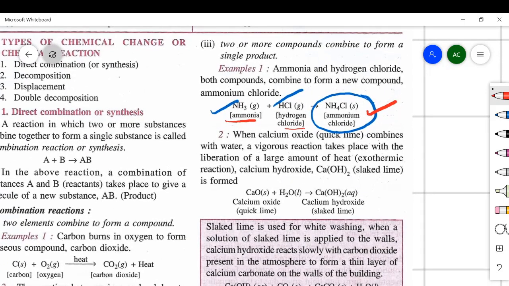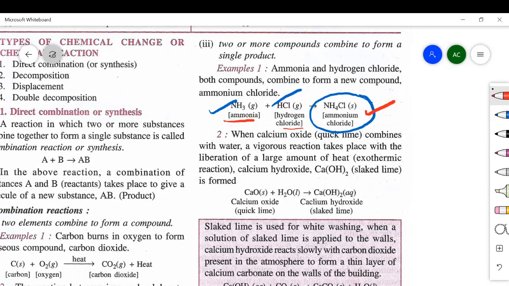Another example will be when calcium oxide, that is quicklime, which will combine with water. A vigorous reaction takes place. Vigorous reaction means a reaction where you can see a lot of activity. There will be effervescence and then heat will be produced.